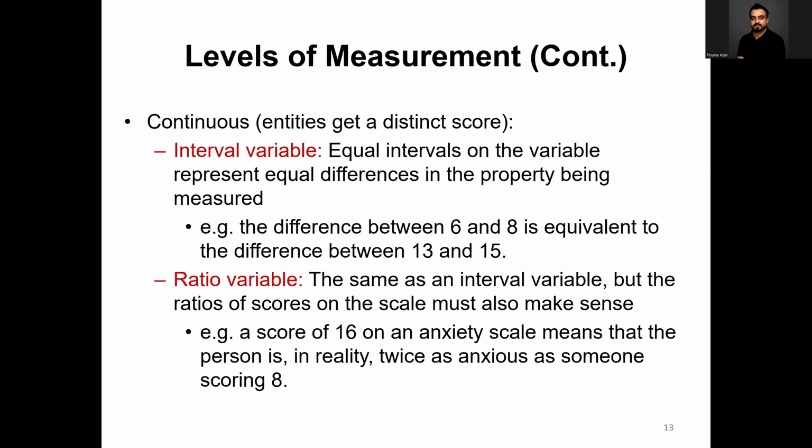When we say zero, it means nothing in ratio variable. For example, body weight equals zero. It means absence, it means nothing. But in interval variable, for example, let's say room temperature is 0 Celsius. That zero means something. It doesn't mean absence. So that's the main difference between interval variable and ratio variable.